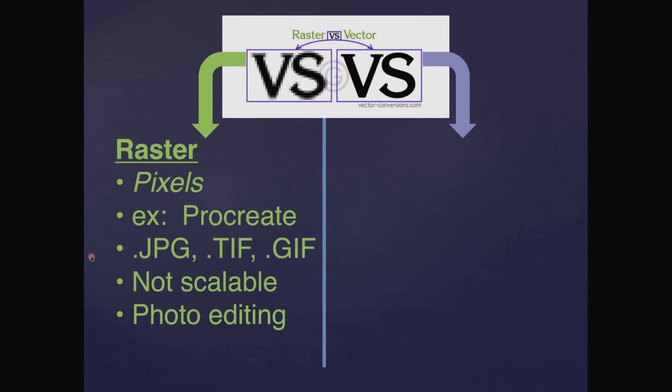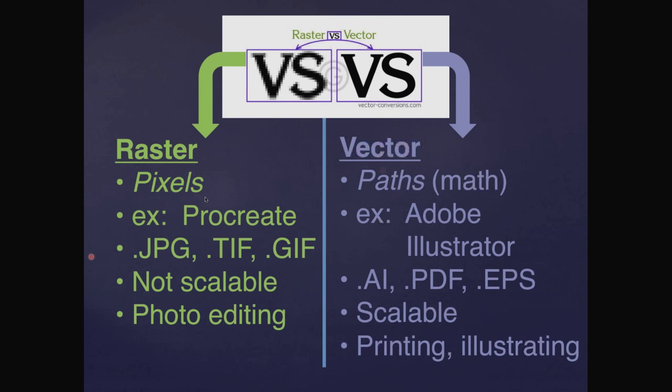So let's contrast that with a vector-based program. A vector-based program uses something called paths, not pixels. These are mathematically determined, and they give you nice smooth lines like you see in the VS versus at the top here. An example of that is how I create all my illustrations for my publisher, and that's in the program Adobe Illustrator. The tag on illustrations created in a vector-based program are AI for Adobe Illustrator, or PDF, or EPS. EPS files are the file types that you need to use if you're going to go to print.